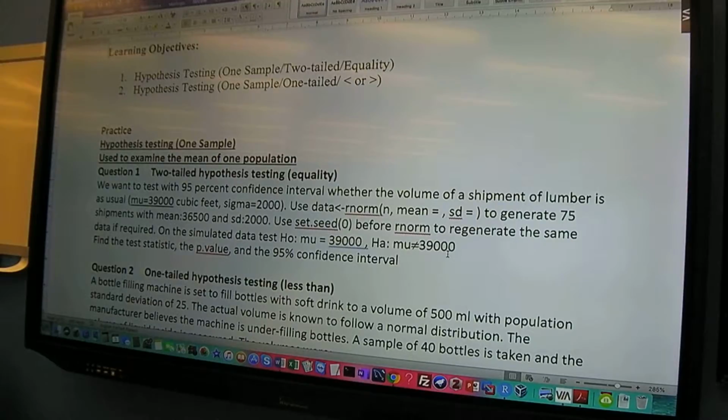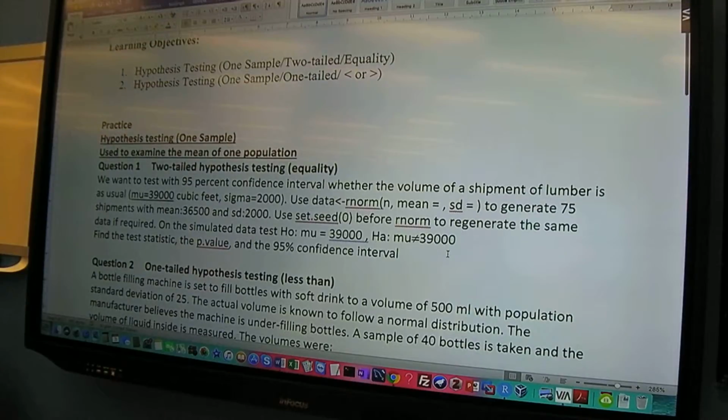So let's go and read the examples. Question one is related to two-tailed hypothesis testing, so this is basically equal or not equal. And the second one is related to greater than or less than. So the first one, two-tailed hypothesis testing, equality.